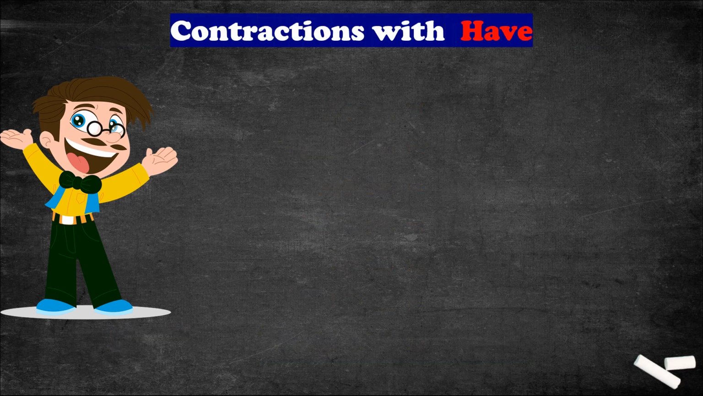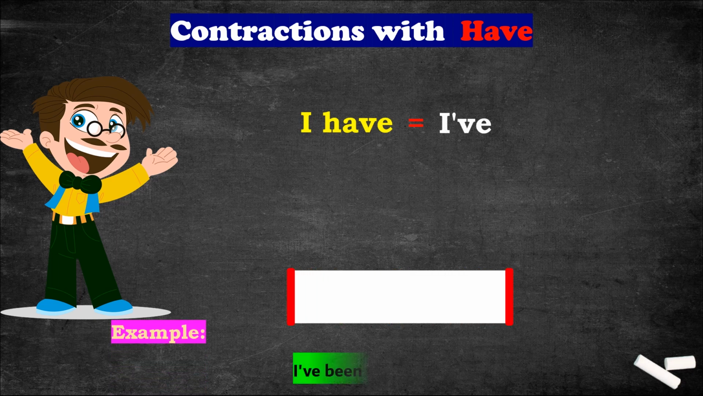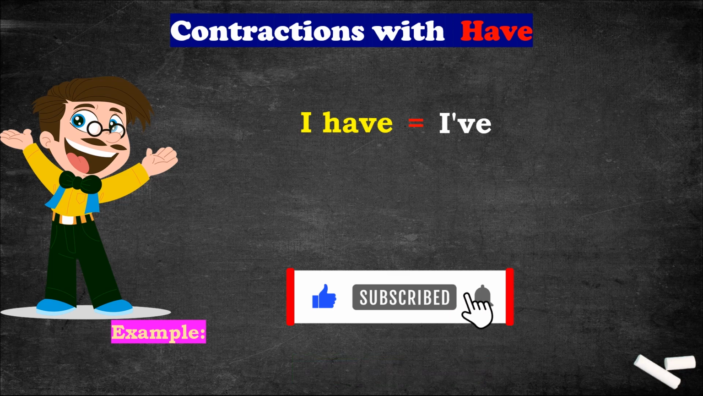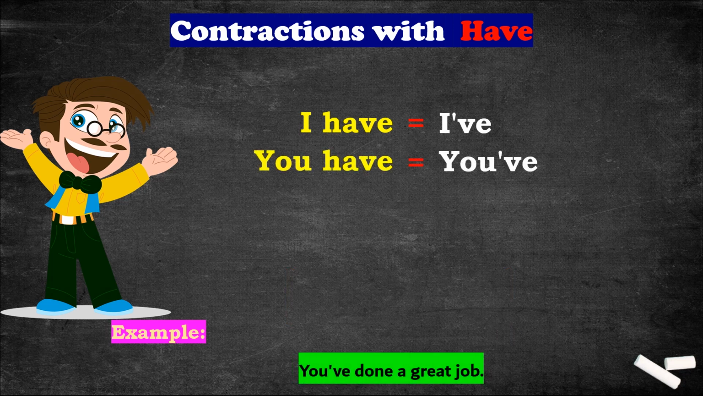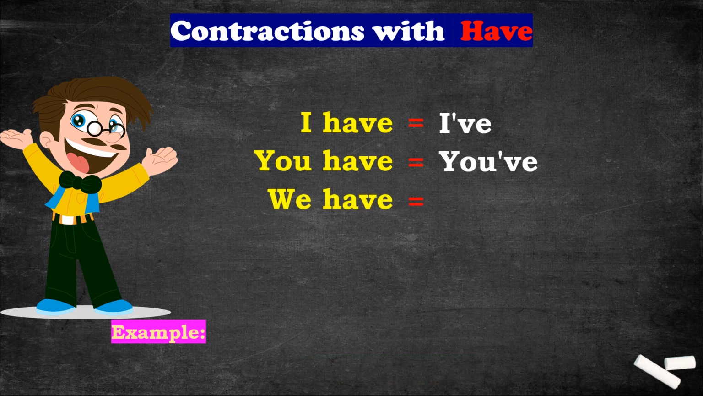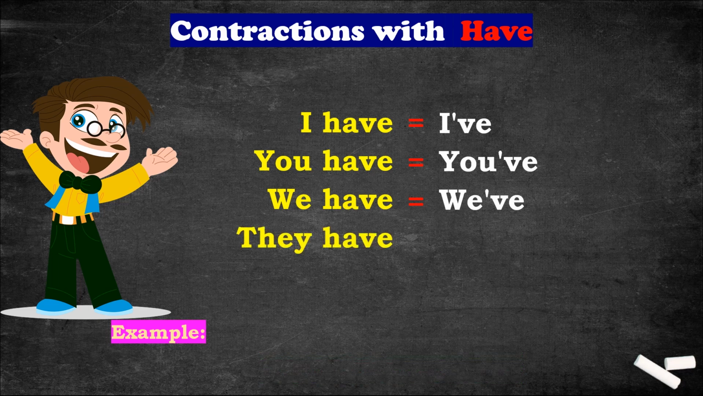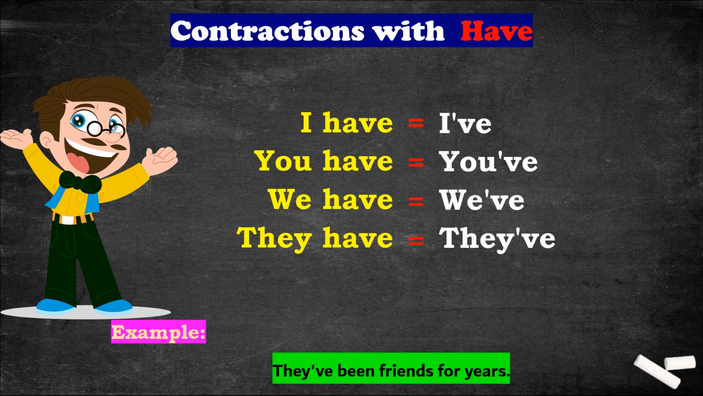Contractions with have. I have, I've. Example, I've been to China before. You have, you've. You've done a great job. We have, we've. We've traveled to many countries. They have, they've. They've been friends for years.